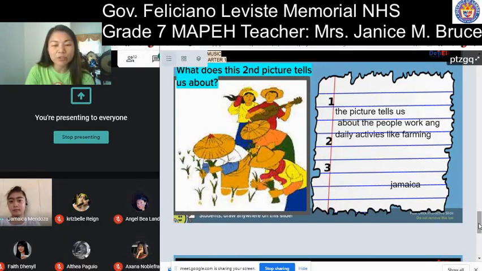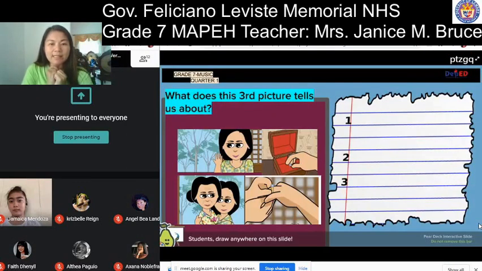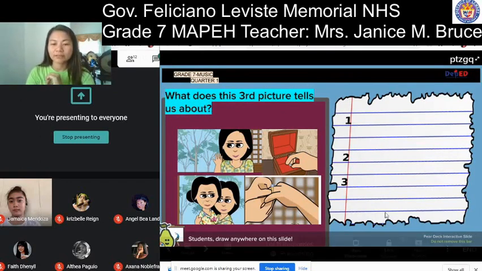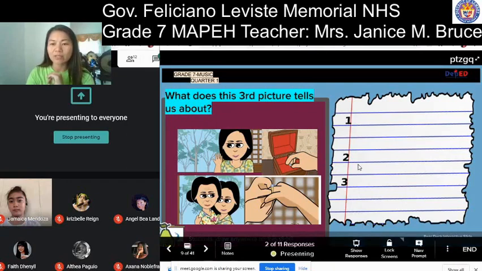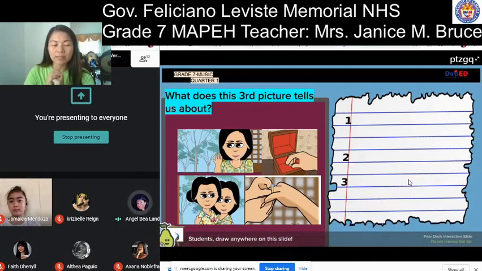Next is the third picture. Okay, this time I'm going to be locking in the answer. What does this third picture tell us about? You only have 1 minute to answer. Tick tock, tick tock, tick tock. Okay, so many words to type in. There are actually 4 different pictures. This picture is telling us something about Jaran.